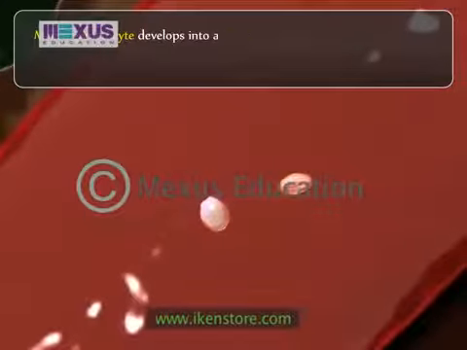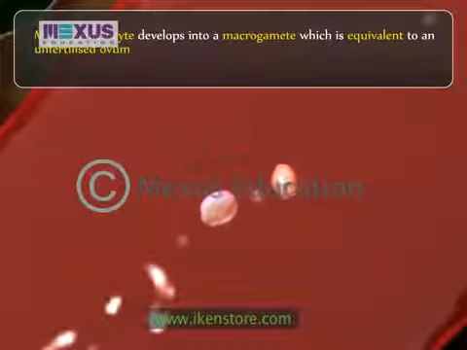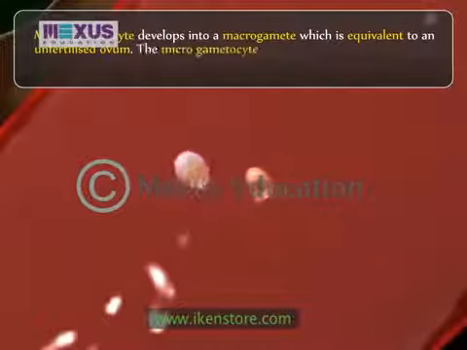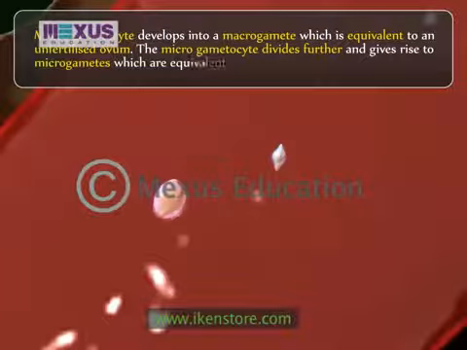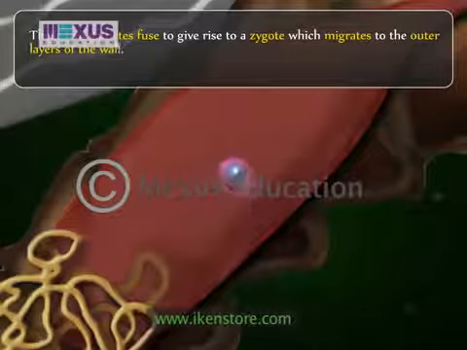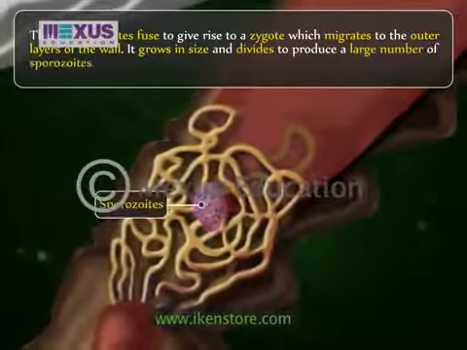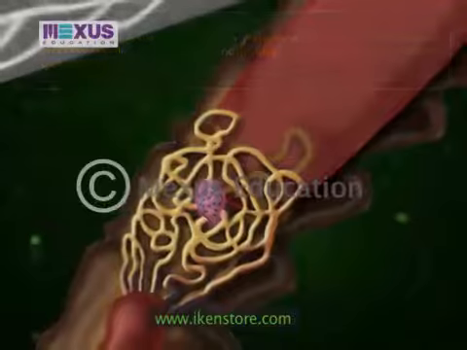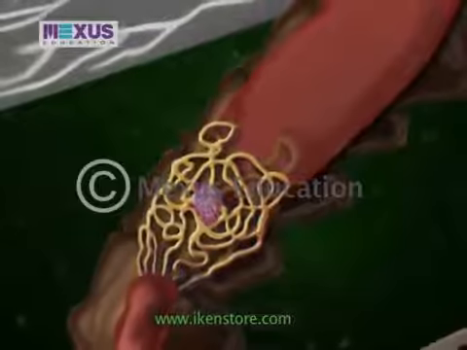Macrogametocyte develops into a macrogamete, which is equivalent to an unfertilized ovum. The microgametocyte divides further and gives rise to microgametes, which are equivalent to sperm. These 2 gametes fuse to give rise to a zygote, which migrates to the outer layers of the wall. It grows in size and divides to produce a large number of sporozoites. This is called sexual cycle, as the parasite proliferates by sexual reproduction.